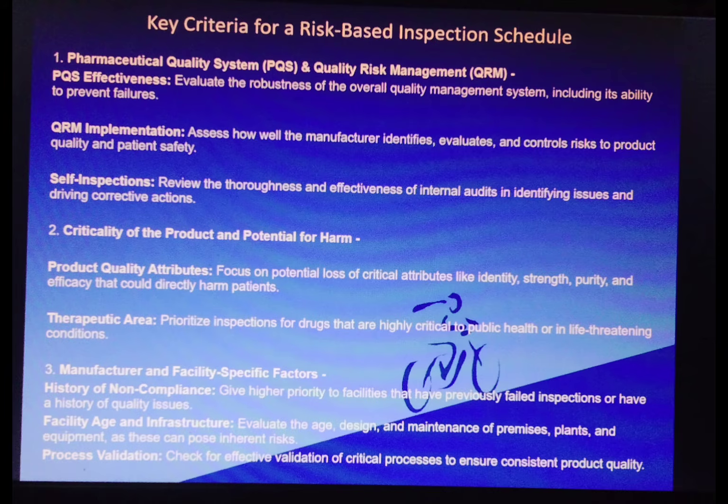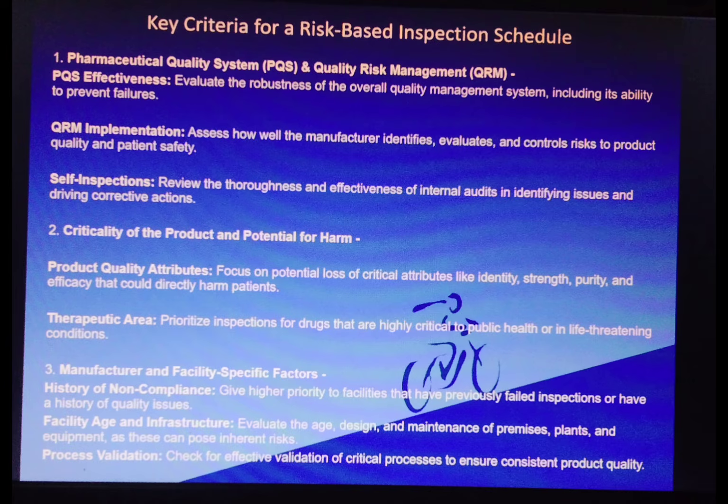Key criteria for risk-based inspection schedule: pharmaceutical quality system and quality risk management. PQS effectiveness: evaluate the robustness of the overall quality management system, including its ability to prevent failures. QRM implementation: assess how well the manufacturer identifies, evaluates and controls risk to product quality and patient safety. Self-inspection: review the thoroughness and effectiveness of internal audit in identifying issues and driving corrective action.